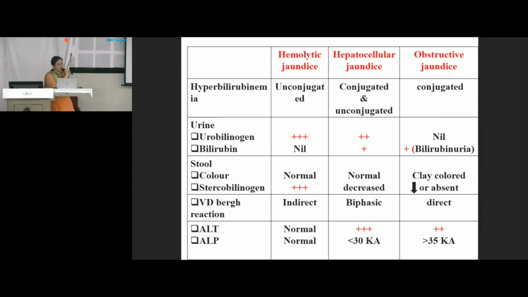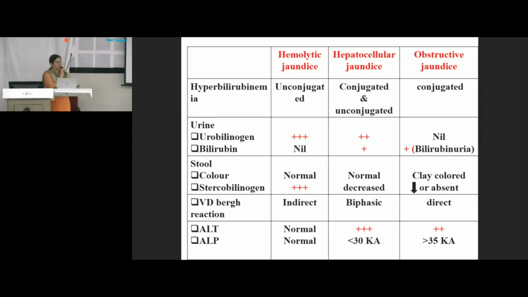While enzyme levels are increased, ALT is normal in hemolytic jaundice. In hepatocellular jaundice, it is increased, while in obstructive jaundice, as compared to this, ALP, that is alkaline phosphatase, and SGOT will be increased more as compared to ALT. While alkaline phosphatase level will be normal in hemolytic as well as hepatocellular jaundice, it will be increased in obstructive jaundice.